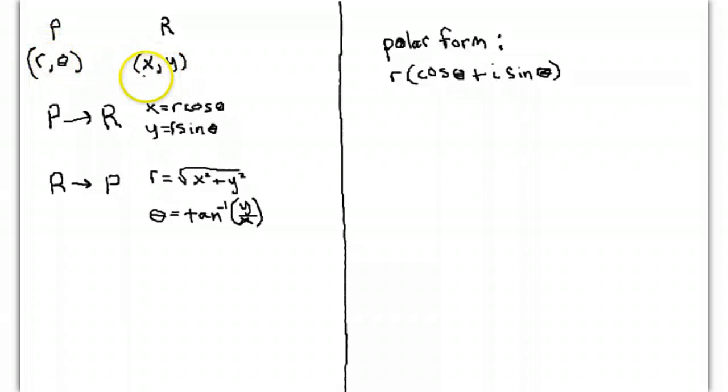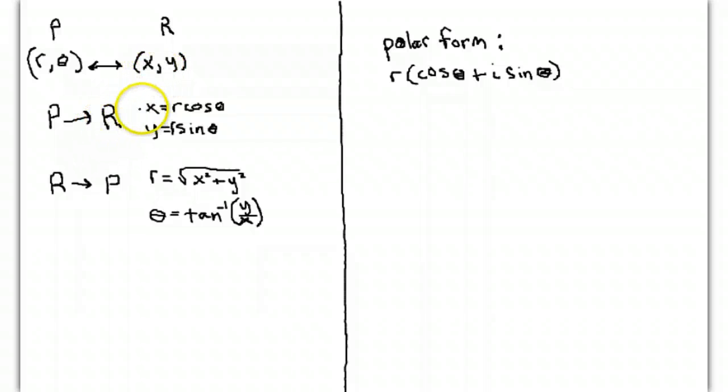And you know what x and y are. This is just regular rectangular, like when you're plotting a point. So we're gonna go from one to the other. So we're basically gonna go from P to R and R to P. So from P to R, that means you got R theta and you're trying to change it to XY.